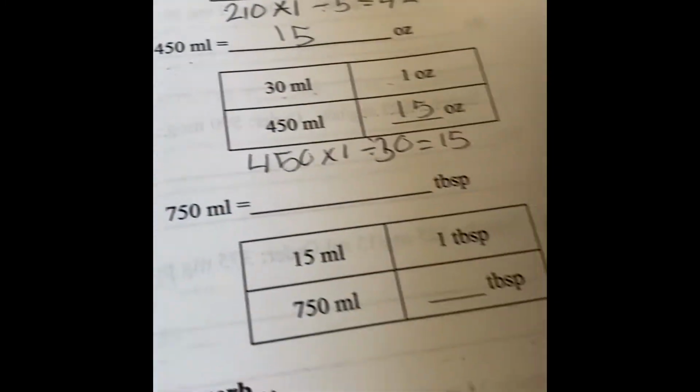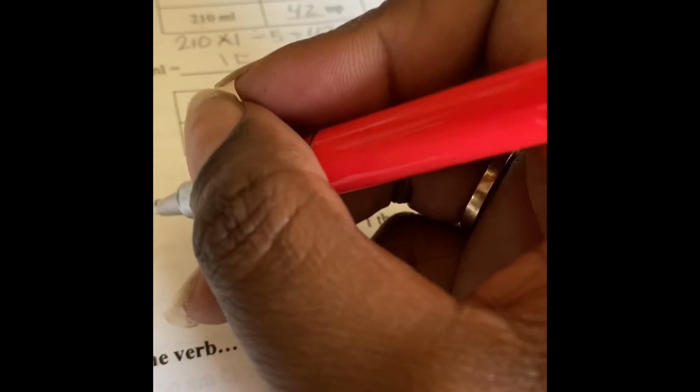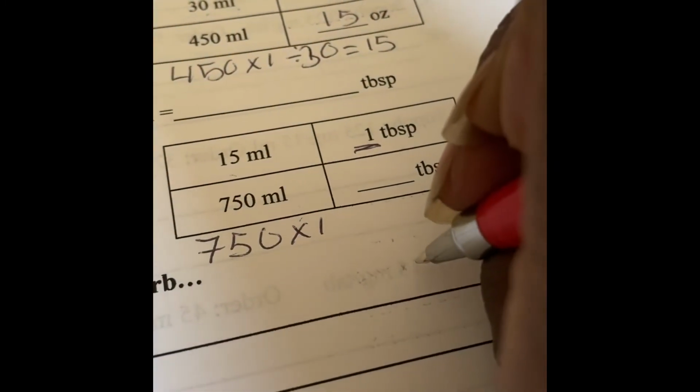Okay. Number 6, we have 750 ml equals blank tablespoons. We know 15 ml is equivalent to 1 tablespoon. So we're going to do 750 multiplied by 1, and we divide that, which is 750 divided by 15, which equals 50 tablespoons.